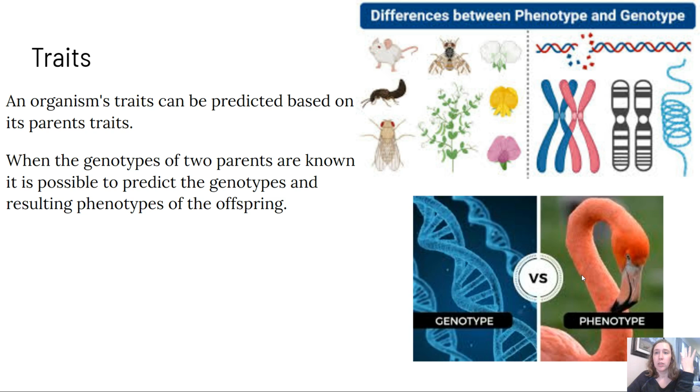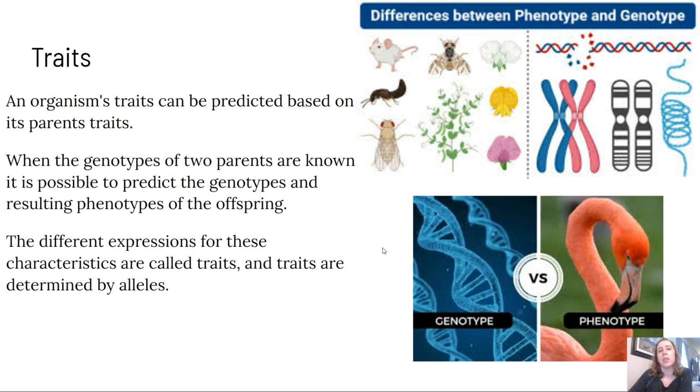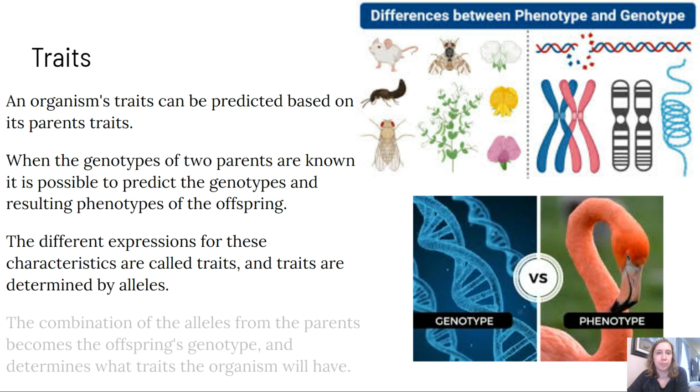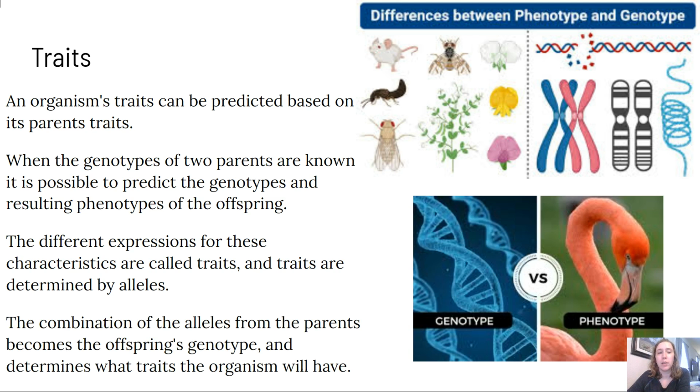Okay, so there are differences between phenotype and genotype, right? Phenotype is what is expressed, what we can observe, what we can see, but the genotype is what it actually looks like at the level of DNA on that chromosome, in those alleles. The different expressions for these characteristics are called traits, and traits are determined by alleles. The combination of the alleles from the parents becomes the offspring's genotype and determines what traits the organism will have.